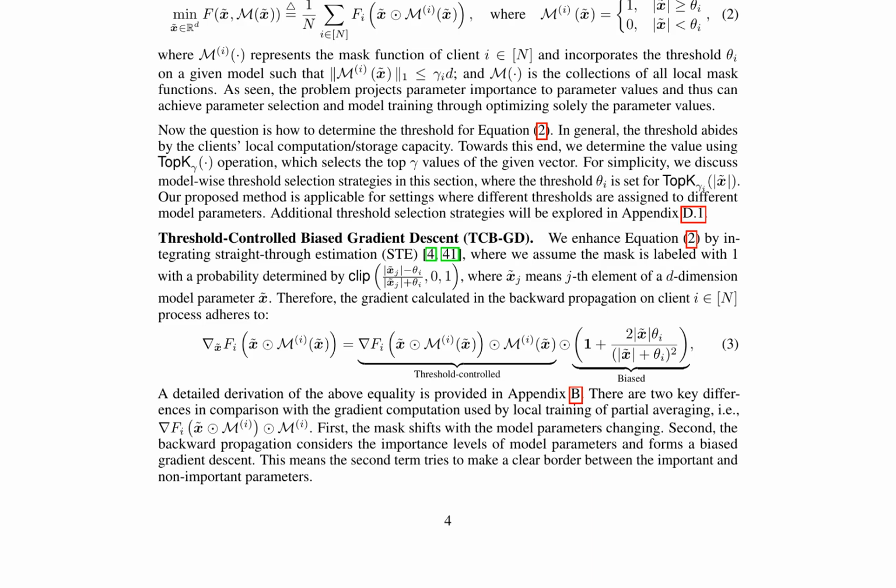The novel submodel construction method jointly selects and optimizes model parameters, reframing the problem by controlling the number of parameters included in the submodel. The TCBGD algorithm integrates straight-through estimation to calculate the gradient in the backward propagation, forming a biased gradient descent that considers the importance levels of model parameters.